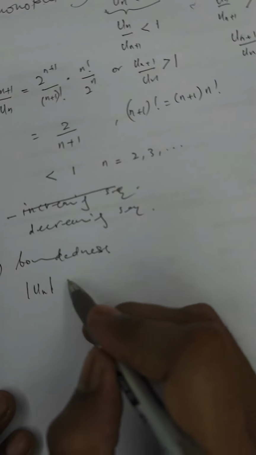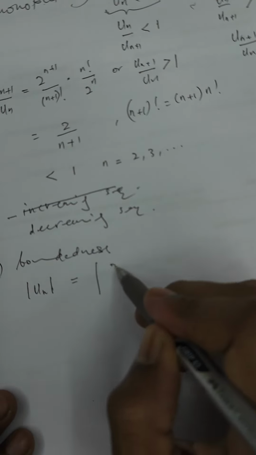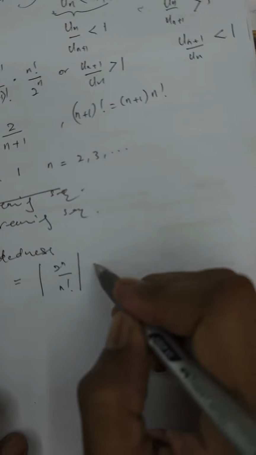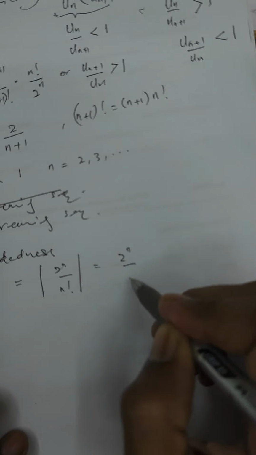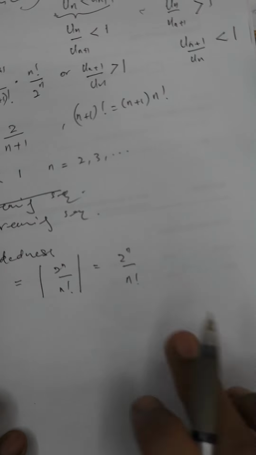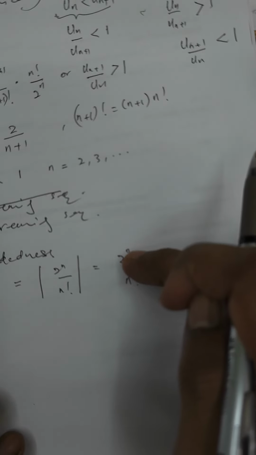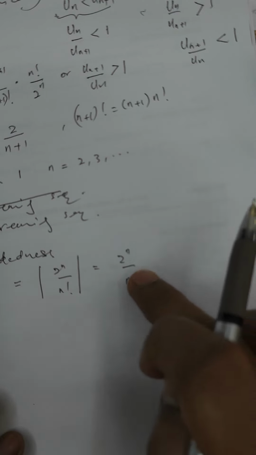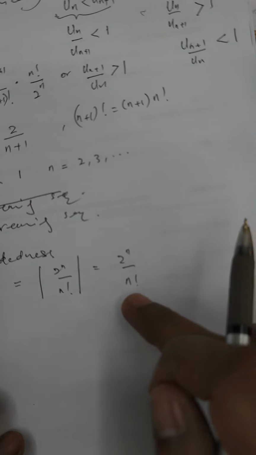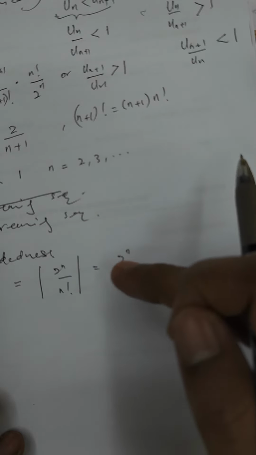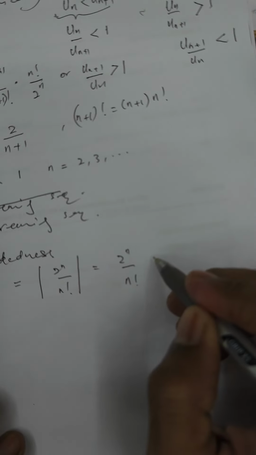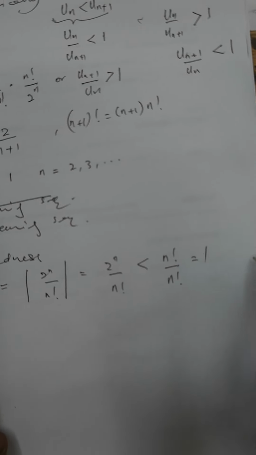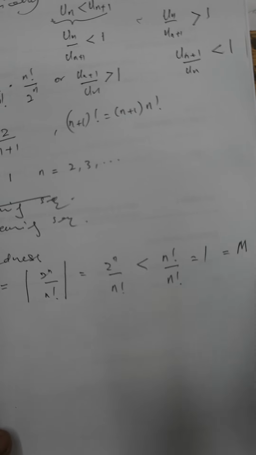In this case, the absolute value of u_n gives us 2^n over n factorial. Since n is positive, this cannot be negative, so we can write this as 2^n over n factorial. And definitely, if you compare 2^n to n factorial, n factorial increases much faster than 2 to the power n. Which means this is less than n factorial over n factorial. That gives you m, so this is your m.